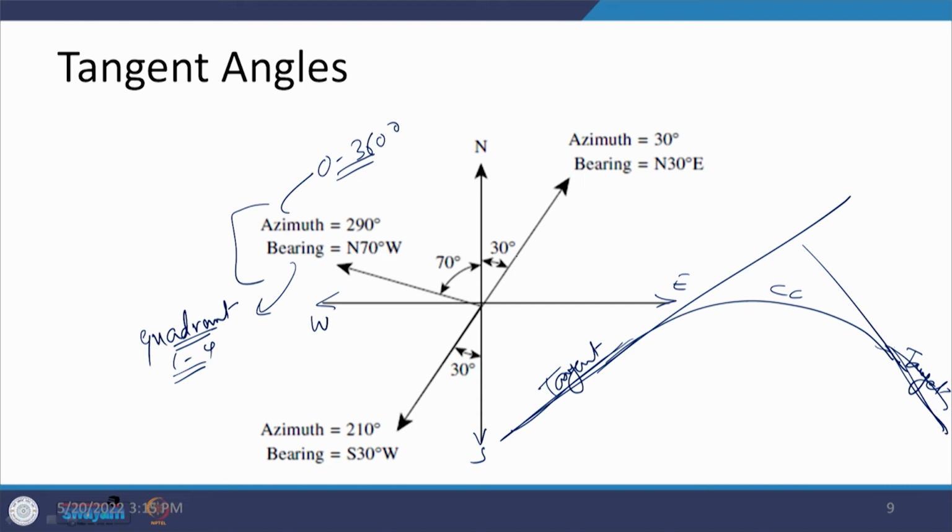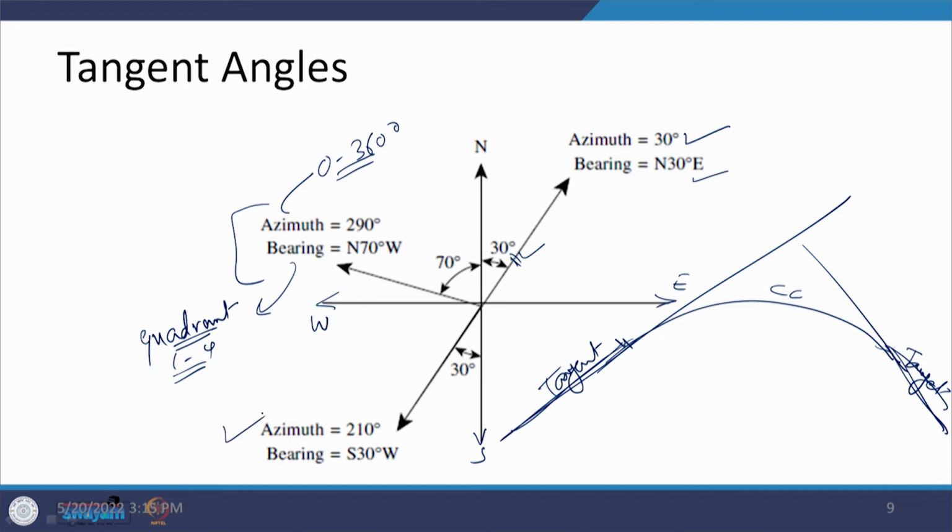Now, if this is a tangent line, say my tangent is going this way, just like this. What you find is that it is at a 30-degree angle from the north. So, azimuth is 30 degrees, and in terms of bearing it is north 30 degrees east. So, from north you go 30 degrees towards east, you get it.